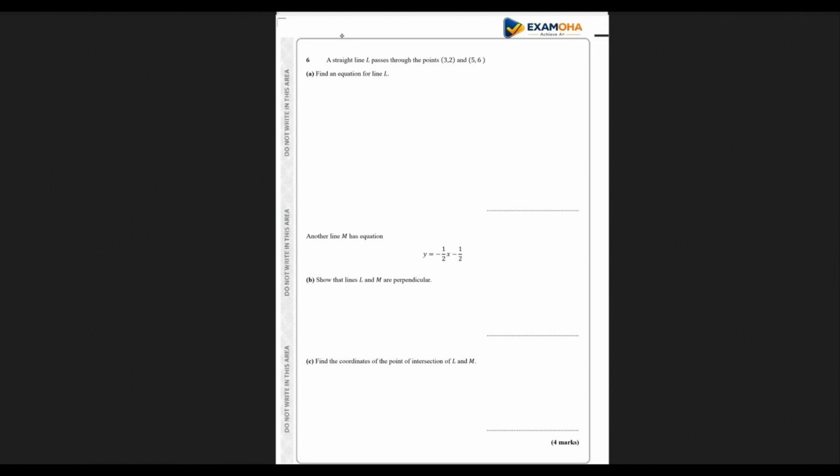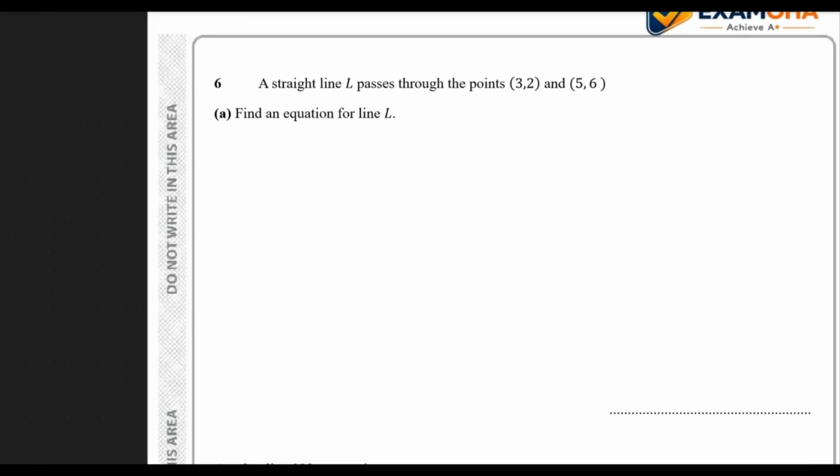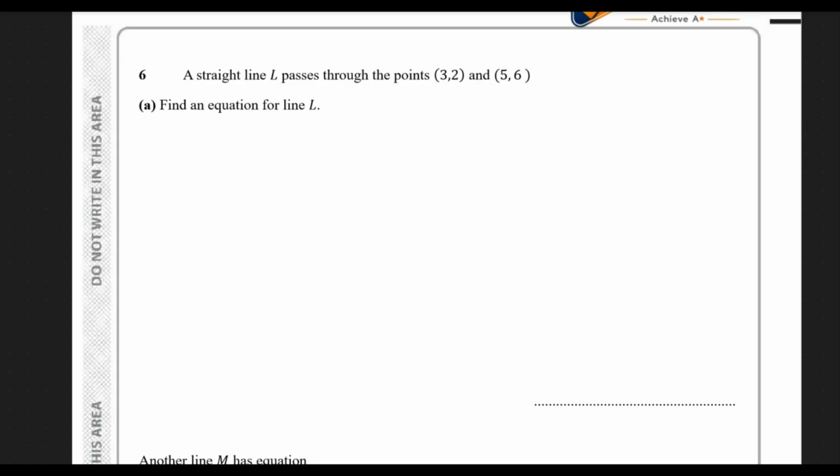This question asks you about a straight line L that passes through the point (3, 2) and the point (5, 6). Find the equation of L. Usually, the best thing to do before you start the question is to name your points so you avoid any confusion afterwards. So this is x1, this is y1, this is x2, this is y2.